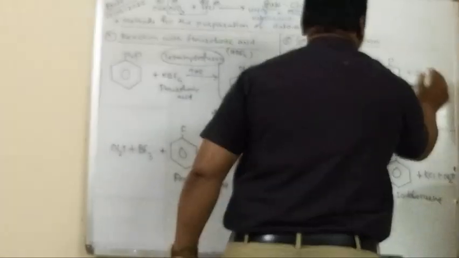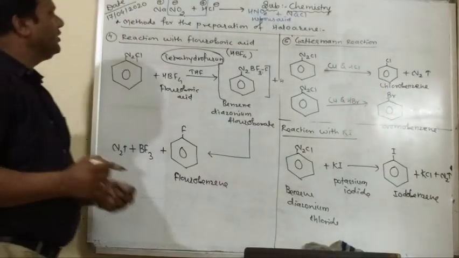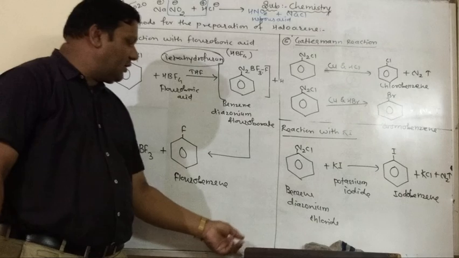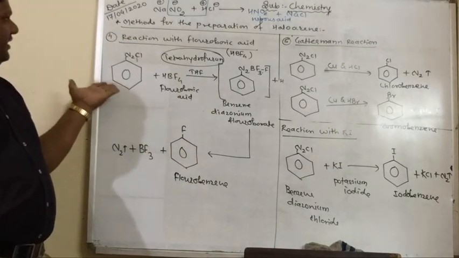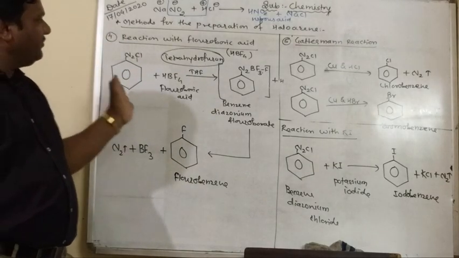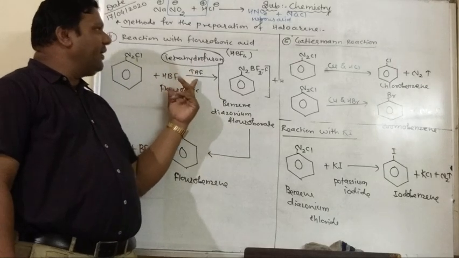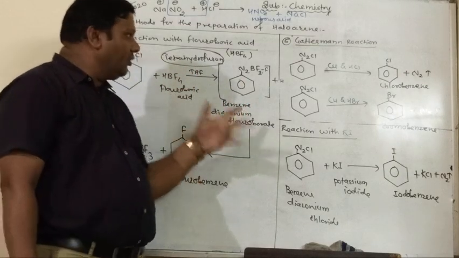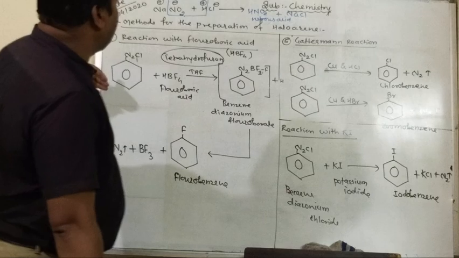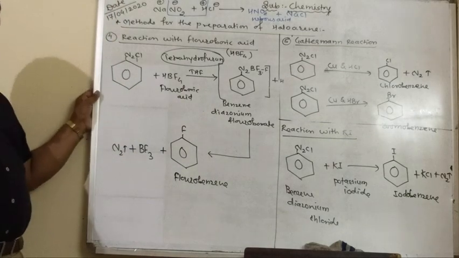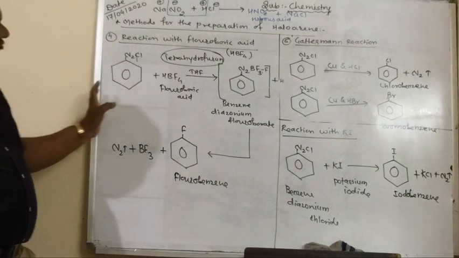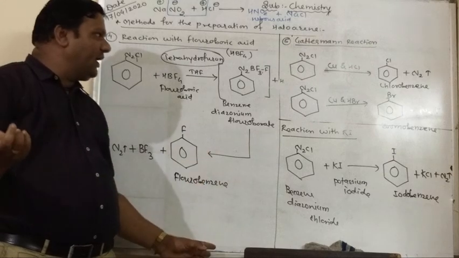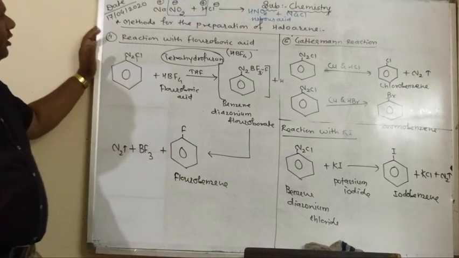Understood? So these are the methods for preparation of haloarenes. Now in this case, first is halogenation of benzene. It forms the nuclear derivative as well as side chain derivative. But the condition is different. For nuclear derivative, you have to take Lewis acid as a reagent, and for side chain derivative, you take UV light.